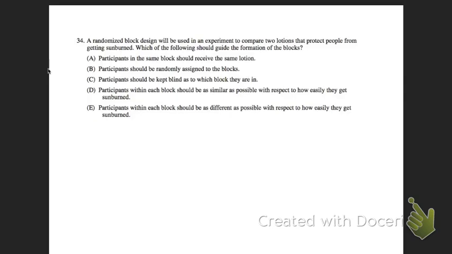34. Which of the following should guide the formation of the blocks? So what should I block by? How it reacts to something. Gender. I should block by people that easily get sunburned. Always block to eliminate confounding variables. So if you're in the same block, you're going to get all of the treatments. So choose an answer choice that blocks by similar characteristics.